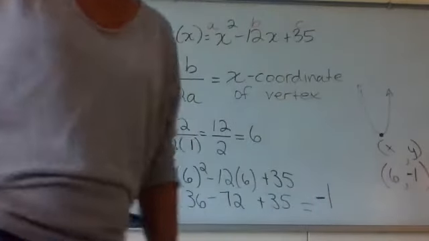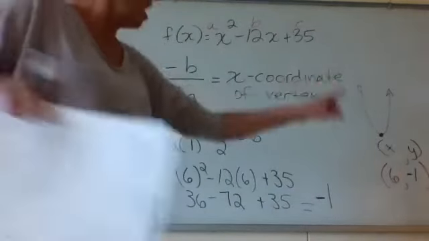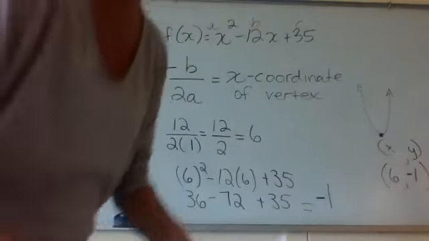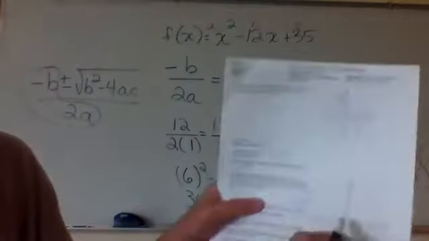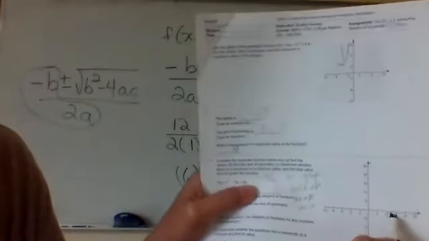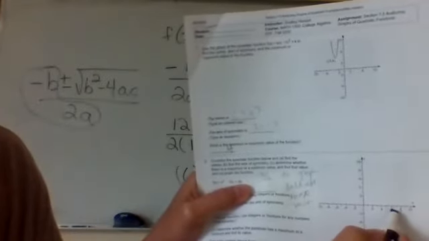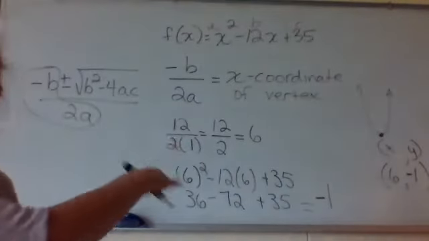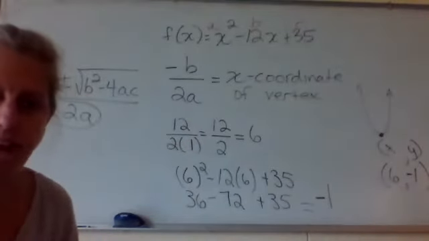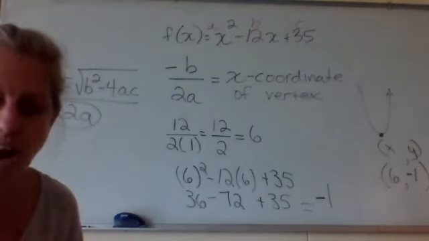Your parabola is going to have that shape, with its vertex at 6, negative 1, which would be to the right 6 and then down 1. So your vertex of that parabola will be right there, right 6 and down 1. Now that I know the vertex, I can get a lot of information from that without even seeing the graph.